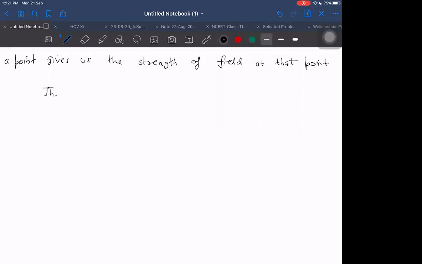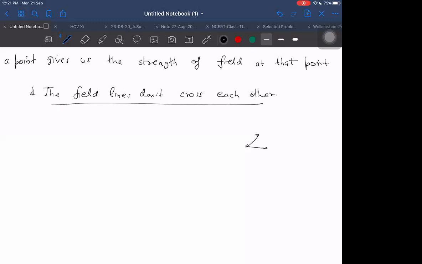The field lines, therefore, don't cross each other. Because if they cross each other, then we can have two directions of the forces acting at a point, but that is not possible. The resultant force will always be in one particular direction. The resultant cannot be in two directions. So the field lines don't cross each other, because the field lines point in the direction of the resultant field at a point.